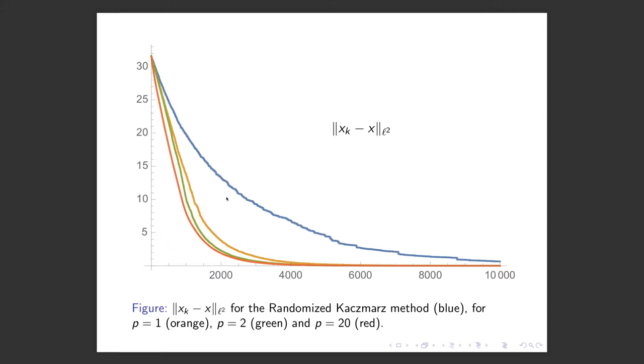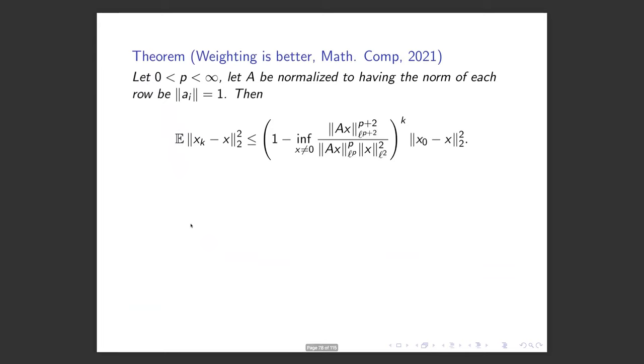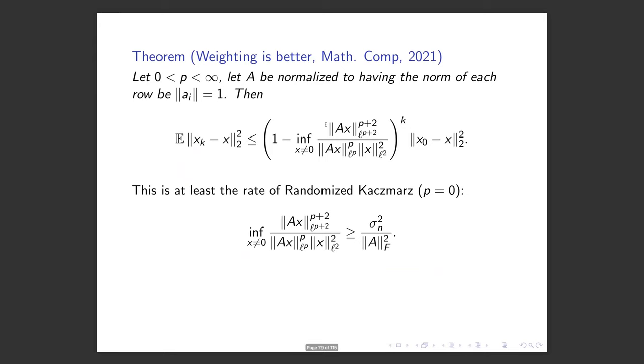Here, blue is where you pick them all proportional to the size of the entries. Orange is p equals one, green is p equals two, and red is p equals 20. So it gets a lot faster. And it turns out this can be proven. If you just sit down and write stuff out, within a page you arrive at the appropriate result. The result looks a bit intimidating, but it turns out there's a very nice inequality saying that this is always at least the rate of randomized Kaczmarz. So you're not going to do worse; you're going to do at least as well as Strohmer-Vershynin in this approach.